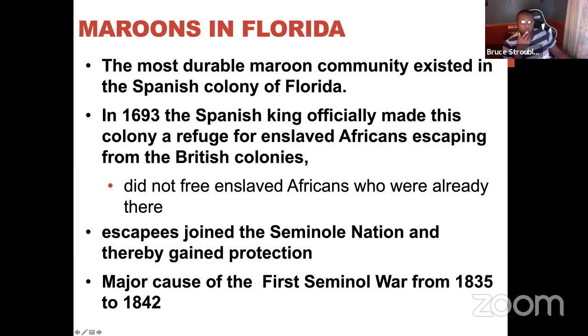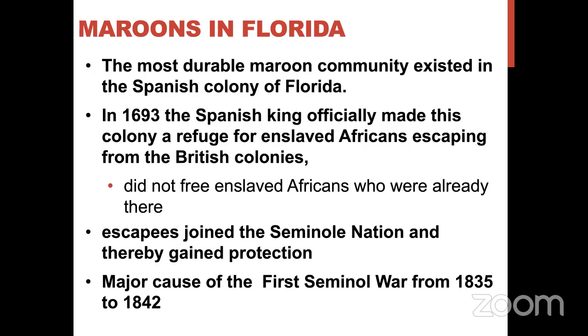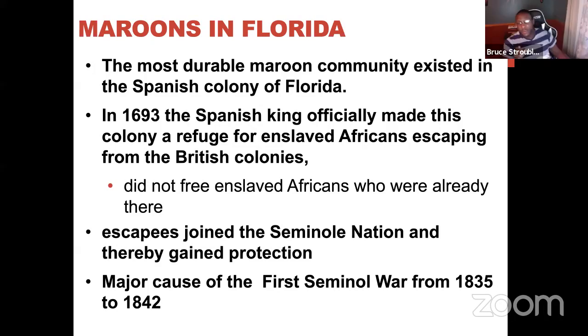So again, the most durable maroon community existed in the Spanish colony of Florida. In 1693, the Spanish king makes the colony an actual refuge for slaves, as long as they had escaped from British colonies. But this didn't apply to the slaves he had. It was just a way to be a thorn in the side of the British because they had that intense rivalry going on. So a lot of those who escaped from Georgia and surrounding areas, once they got to Florida, would join the Seminole Nation, and thereby gained their protection. And this is one of the major causes of the First Seminole War, 1835 to 1842.